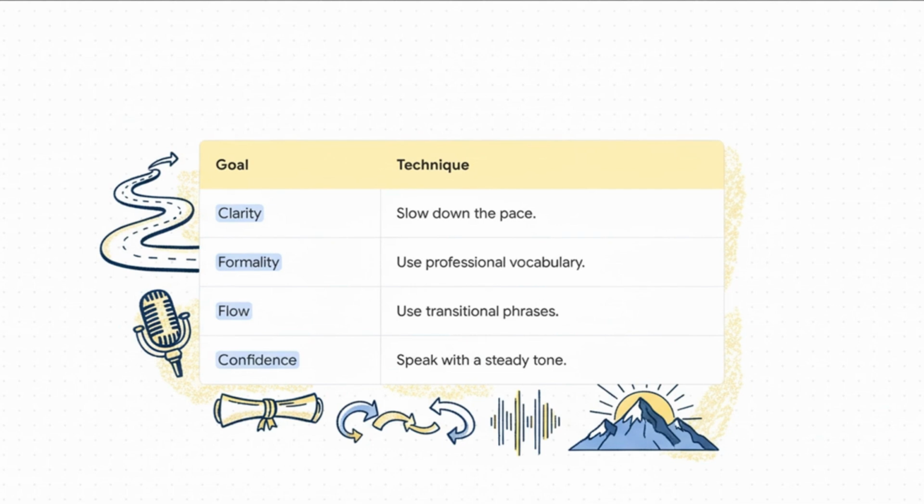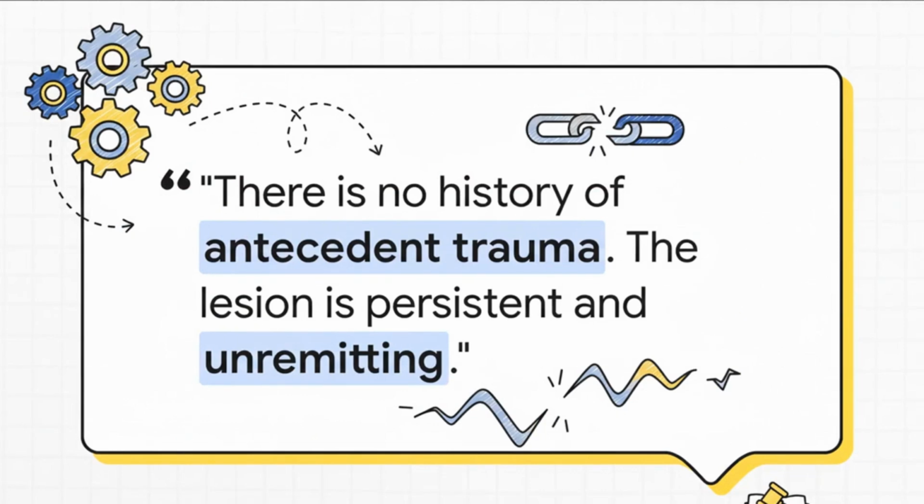Slowing down your pace helps people absorb what you're saying. Using a formal register keeps it professional. Using transitions makes it all flow smoothly. You know, this isn't just about sounding good. It's about building trust. When you speak clearly with a steady, confident tone, your audience just naturally trusts that you know your stuff.